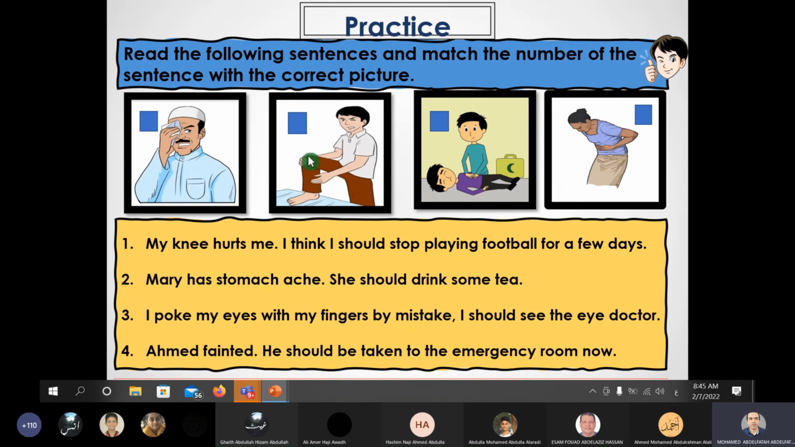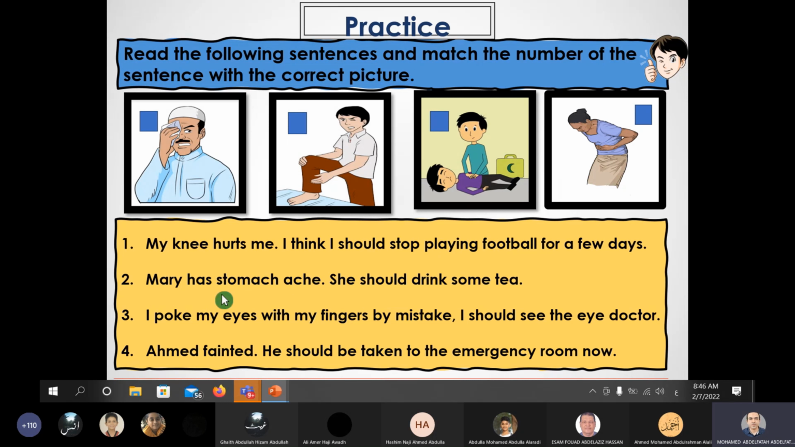Yeah, right. You got the correct meaning. Absolutely correct, right? This is the meaning of knee in Arabic. My knee hurts me. I think I should stop playing football for a few days. He has got a problem with his knee and the advice is you should stop playing football for a few days.